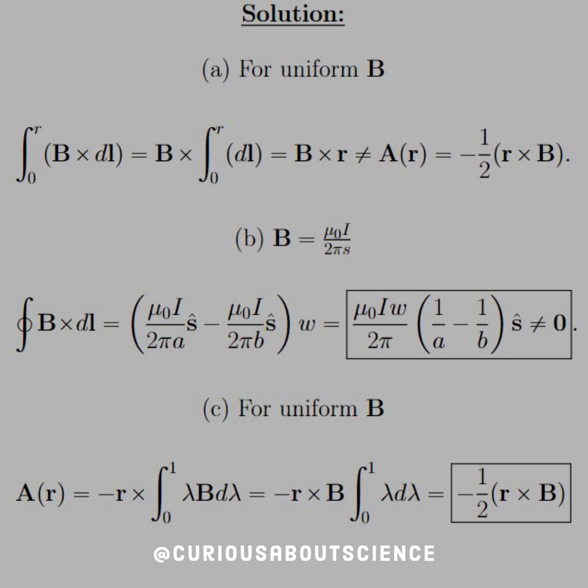C, for the uniform magnetic field, A of R is equal to negative R cross the integral of lambda B of lambda R d lambda. Okay, again, magnetic field uniform, pull it out, and we see here that we have negative R cross B, integral from 0 to 1 of lambda d lambda, which again, power rule gives you that factor of 1/2. Good to go there, that checks out.